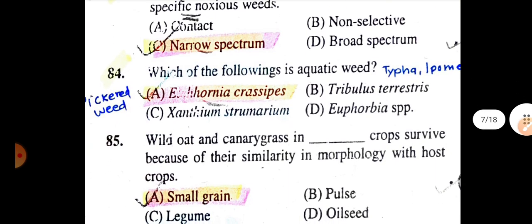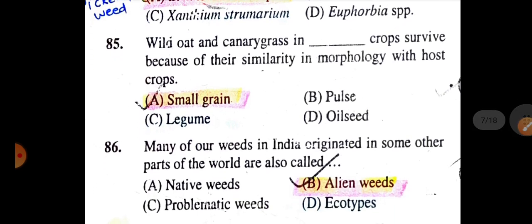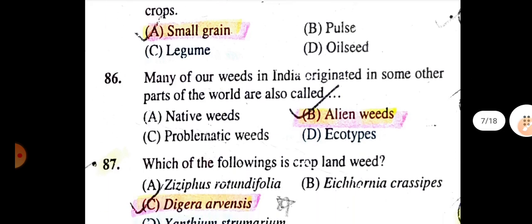Which of the following is an aquatic weed? Eichhornia crassipes. Besides that, Typha, Ipomoea and pickerel weed are aquatic weeds. Wild oat and canary grass in small grain crops survive because of their similar morphology with the host crop.